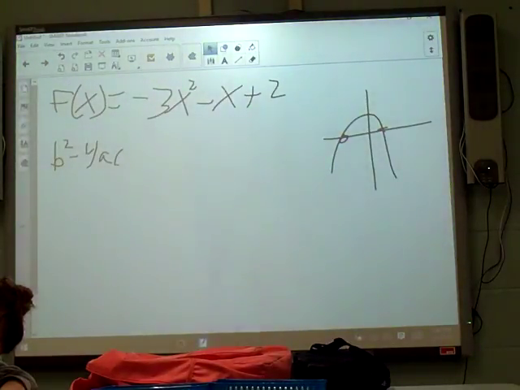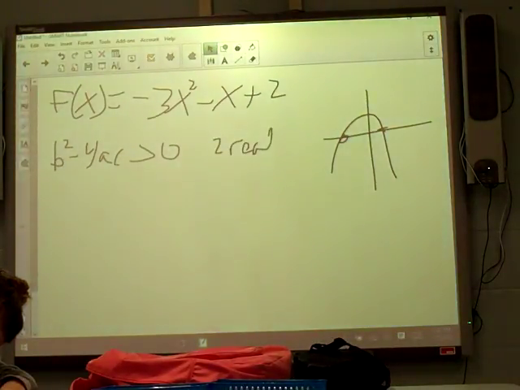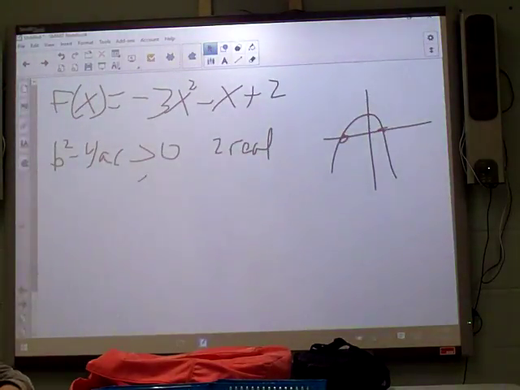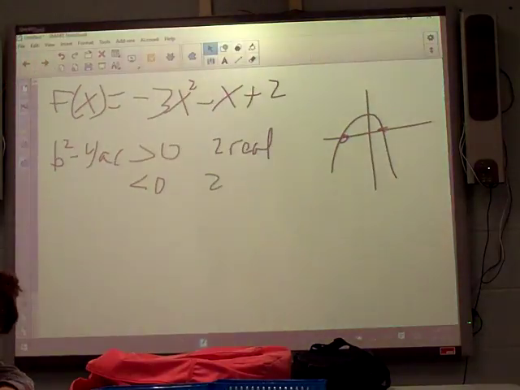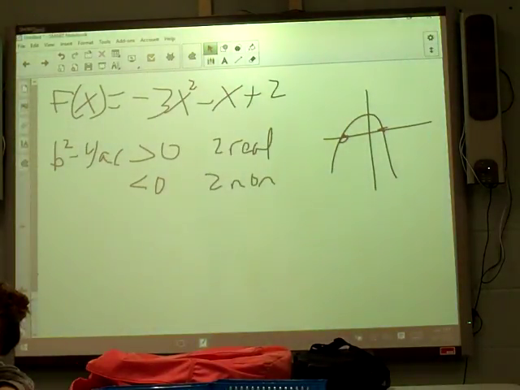If my discriminant is a positive number, bigger than 0, that means there's going to be 2 real solutions, like that little graph I drew there to the right. It crosses 2 times. If my discriminant is less than 0, meaning a negative answer, there are going to be 2 non-real solutions, which means my graph is never going to cross the x-axis.